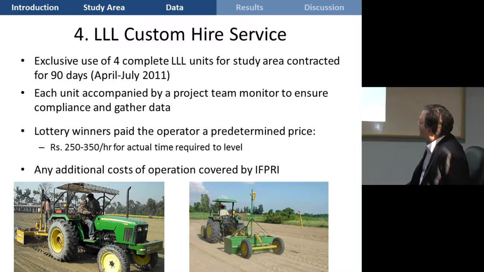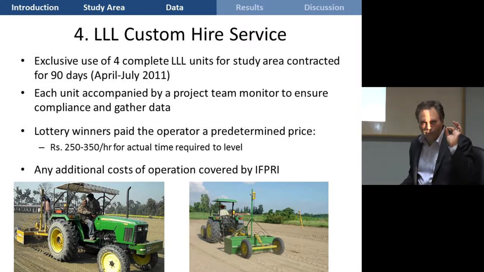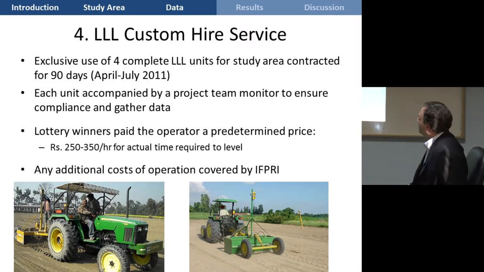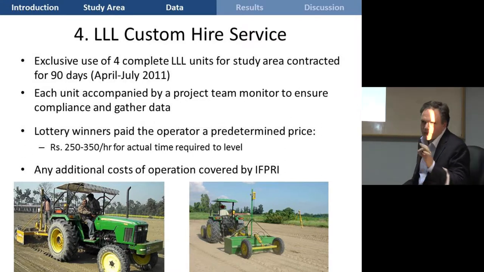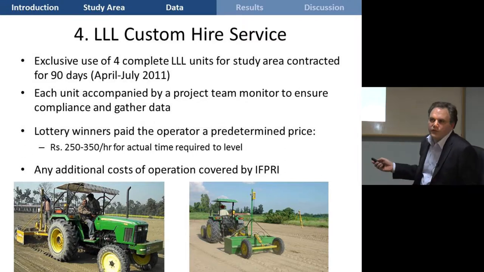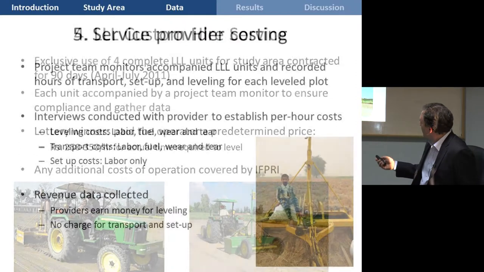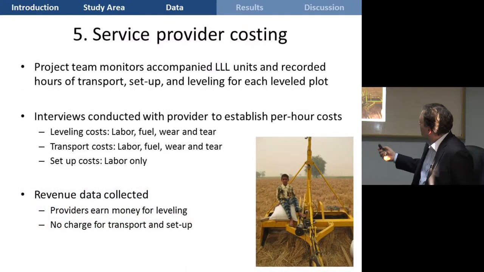The lottery winners paid the operator of the leveler a predetermined price. That was our draw price from the auction. It ranged from about $250 to $350 per hour, far below the market price, as was the purpose of our design. And IFPRI covered the additional costs to the operator. And there's some of the work in action.